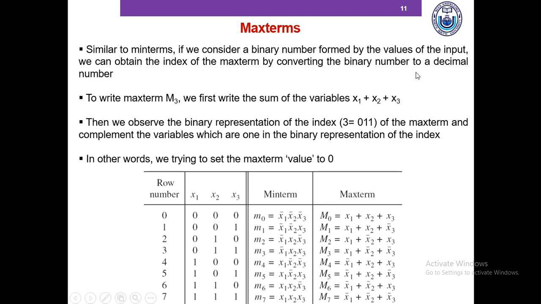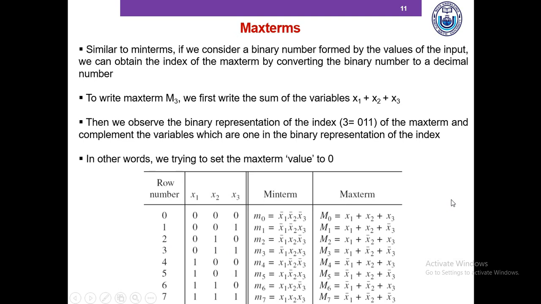Similar to minterms, if we consider a binary number formed by the values of the input, we can obtain the index of the Maxterms by converting the binary number to a decimal number. So the Maxterm index, just like the minterm index, is exactly the same as the row index, the decimal number formed by these 3 digits. The index of the minterm and the index of the maxterm are basically the same thing.